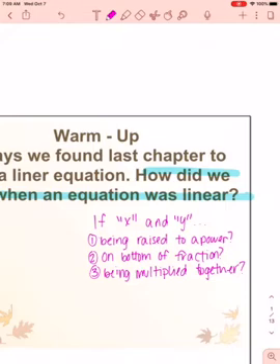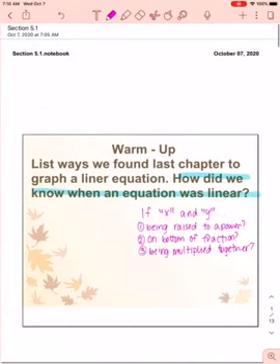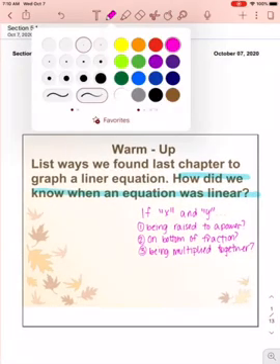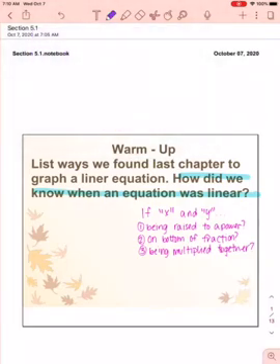So all of the equations that we're dealing with in this chapter are not going to have any of those things. We're not going to have any exponents. We're not going to have our variables at the bottom of fractions, and our x's and our y's are always going to be separate. They're not going to be multiplied together. So none of those things will be happening because they will all be lines.